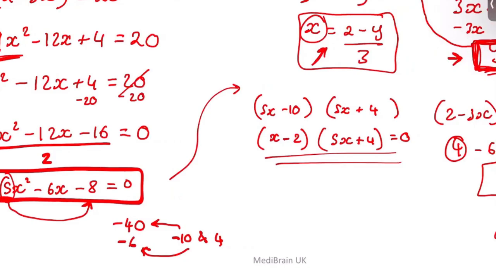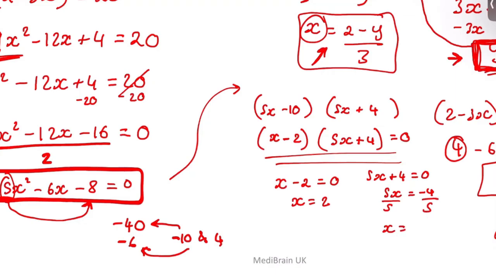Okay, so we've factorized it. We're going to make each bracket equal to 0. So x minus 2 equals 0, and then 5x plus 4 equals 0. So x is 2. And if we rearrange this, we get 5x equals minus 4. To get x by itself, we divide by 5 on both sides, so x is equal to minus 4/5. So those are our two values for x: x equals 2 or x equals minus 4/5.